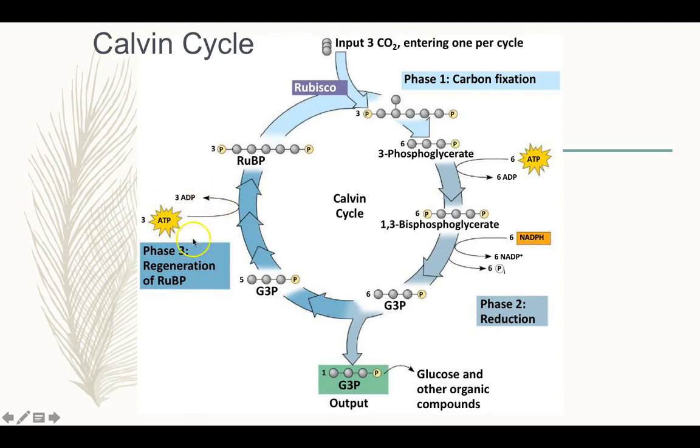So to get 1 glyceraldehyde 3-phosphate, I need 9 ATP and 6 NADPH. So in order to make 1 molecule of glucose, it's going to take 18 ATP and 12 NADPH. Because remember, this molecule is only half of a glucose molecule.